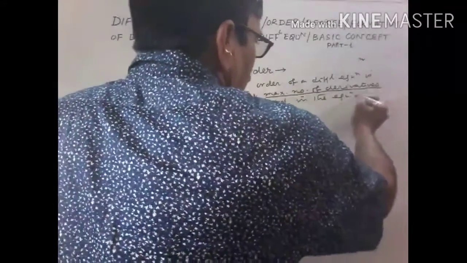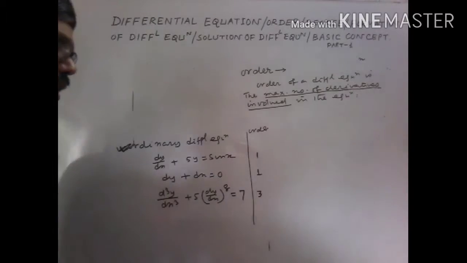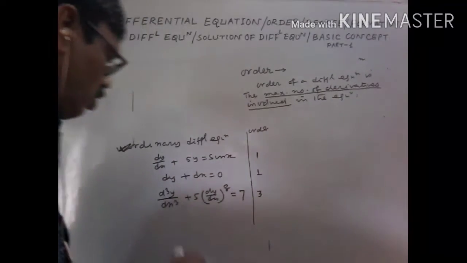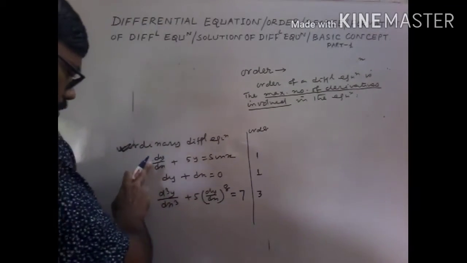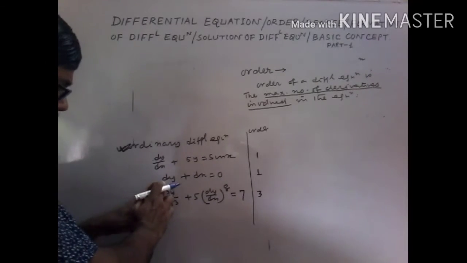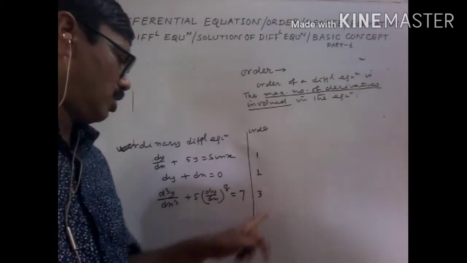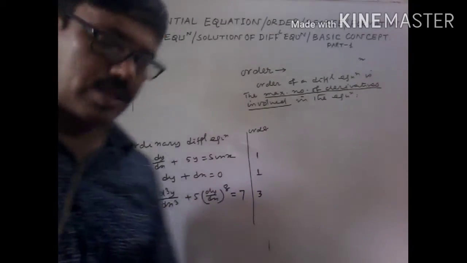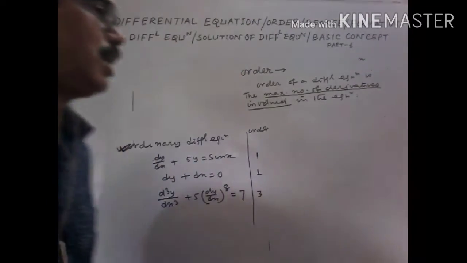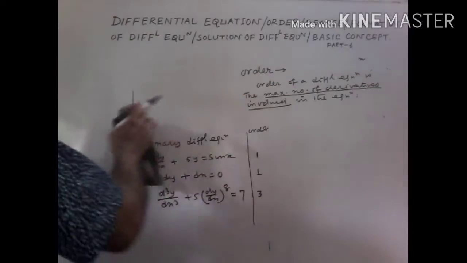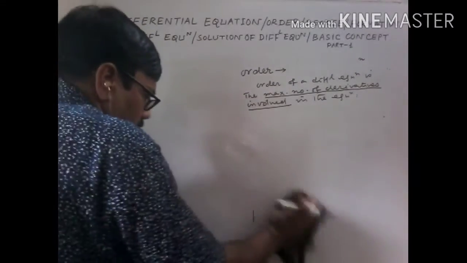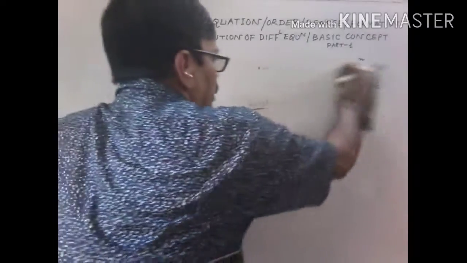Maximum number of derivatives involved in the equation. Order is very simple. So the maximum number of derivatives: for this one it is 1, for this one it is 3. So order is 1 for this one, 3 for this one. Order is always a positive integer.